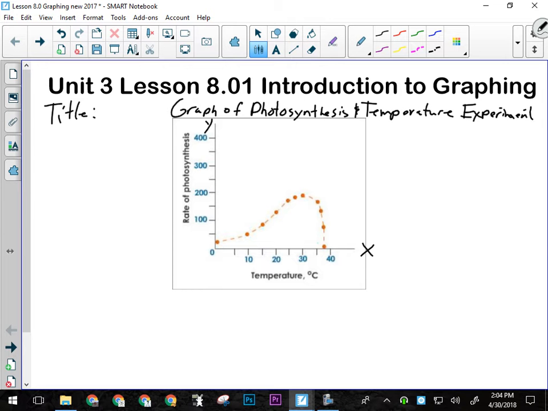Everybody with me so far? Yes? All right. Now, when you have a graph of data like this, we can see that as temperature increased, what happened to the rate of photosynthesis? It got higher until what?